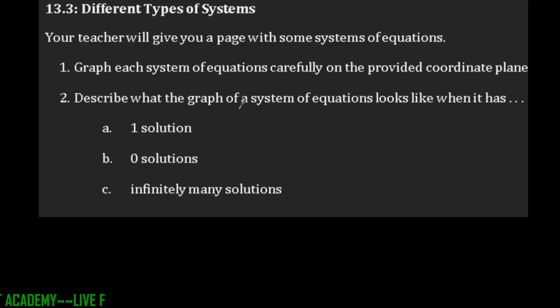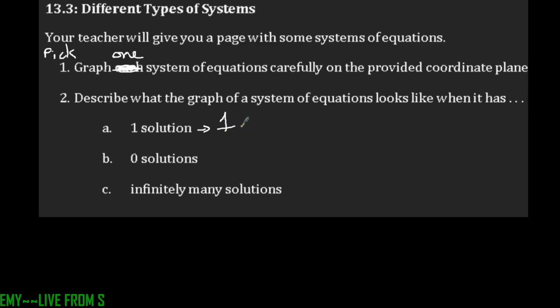All right, next part after it says your teacher will give you a page, which will all be on their desk, of systems of equations. What I want you to do is, instead of graphing each equation, I want you to pick one graph, and graph it carefully. So pick one of those to graph, but I'll give you this first part. It says describe what the graph of a system of equations looks like when it has one solution, 0 solutions, or infinitely many solutions. So for this part, I'll write it in.